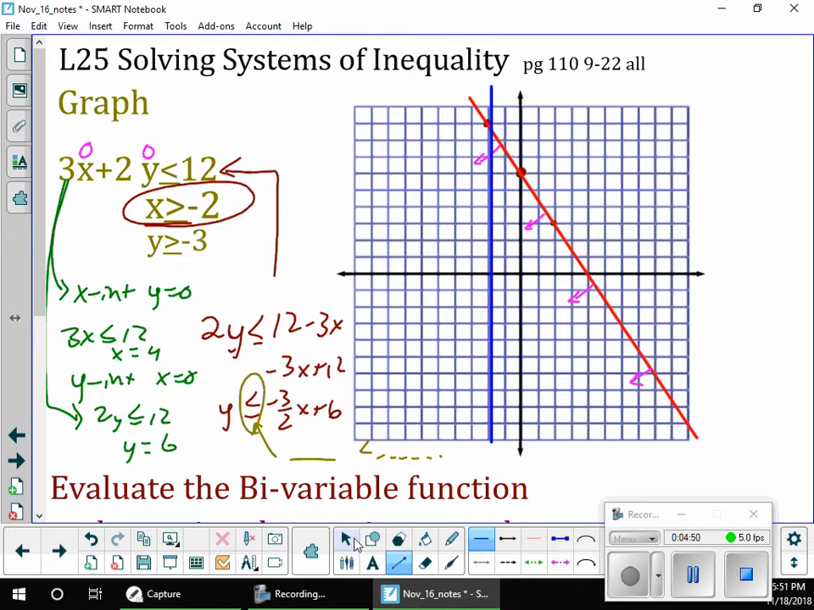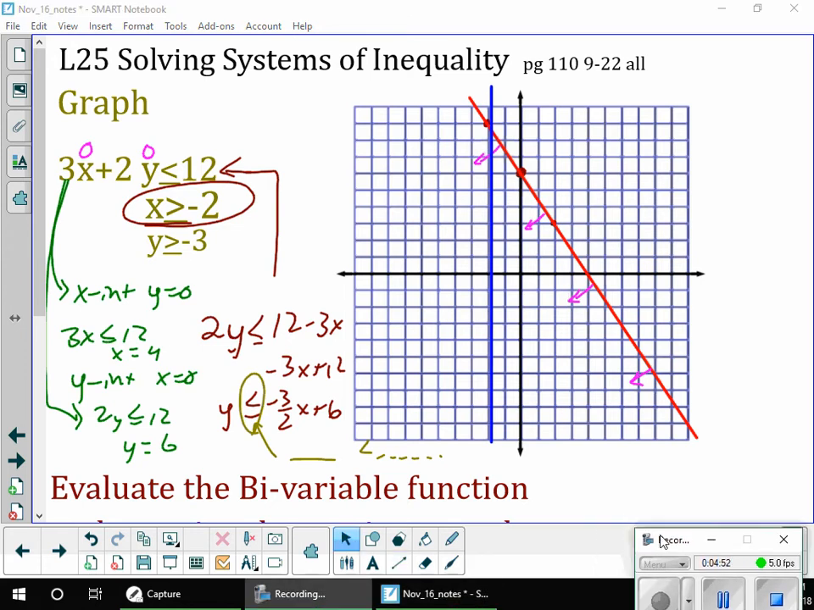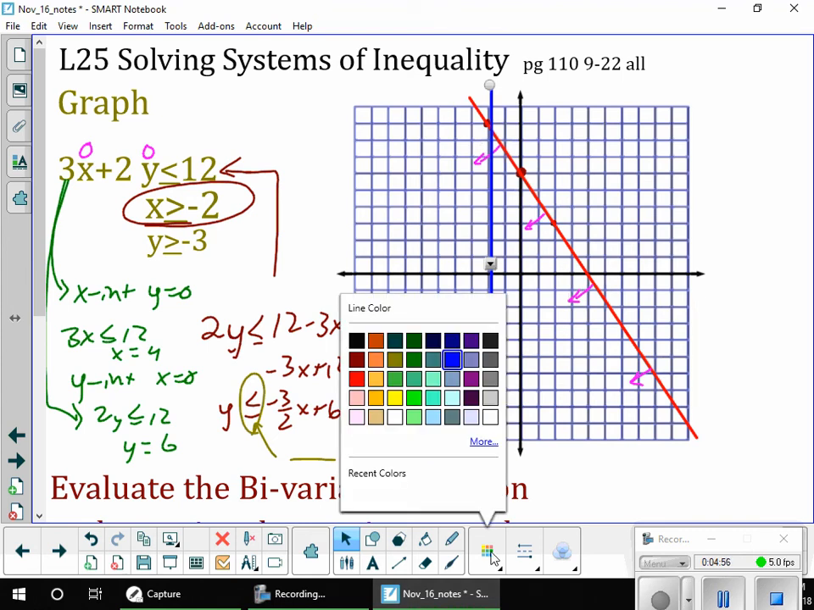Bad choice of colors. Let's change that color. We need something a little more dynamic.